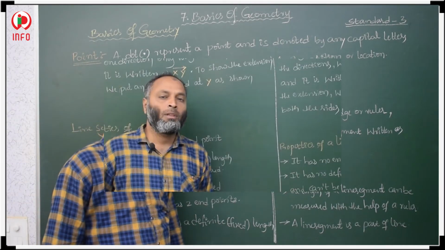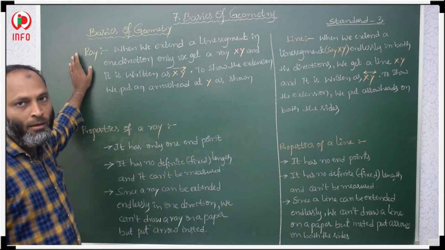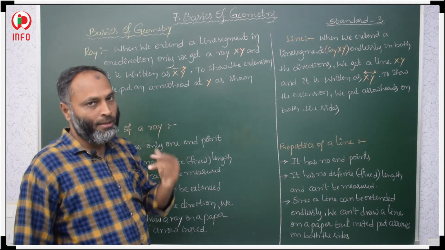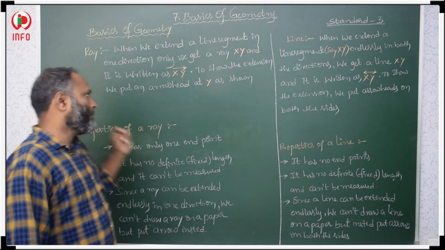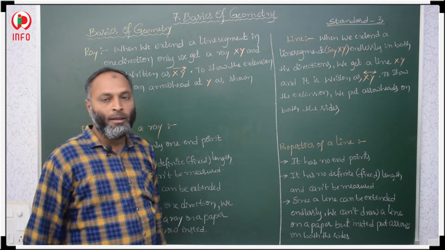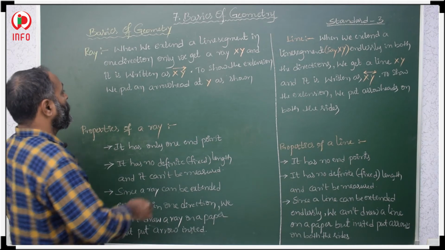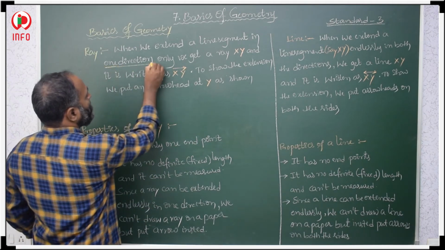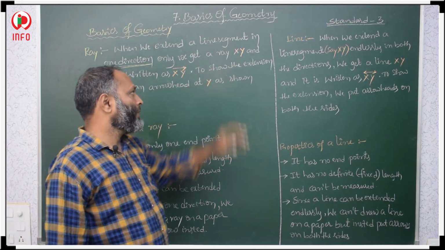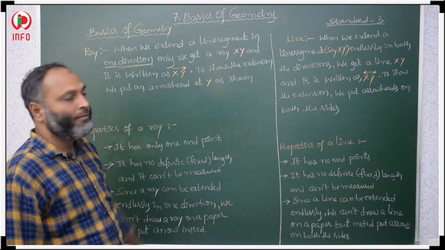Okay. Now students, the next, third definition: ray. What is a ray? Before this we discussed point and line segment, now the third definition is about a ray. What is a ray? When we extend a line segment in one direction only, we get a ray XY, and it is written as ray XY.